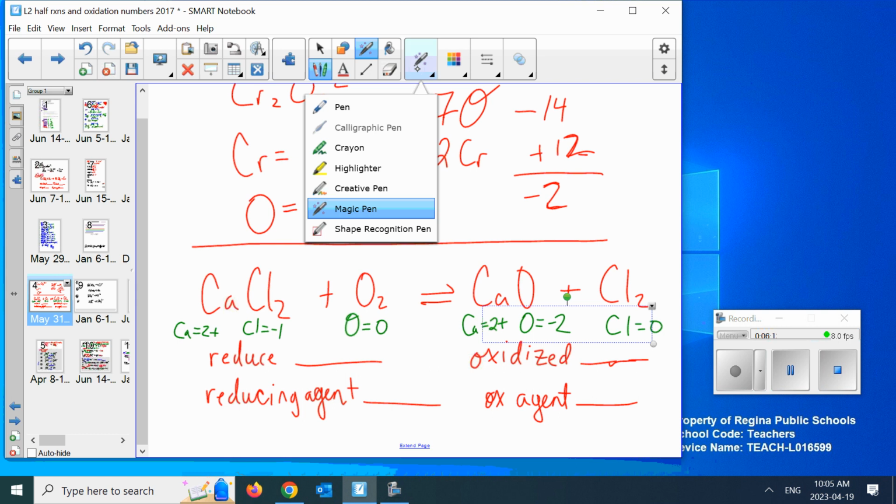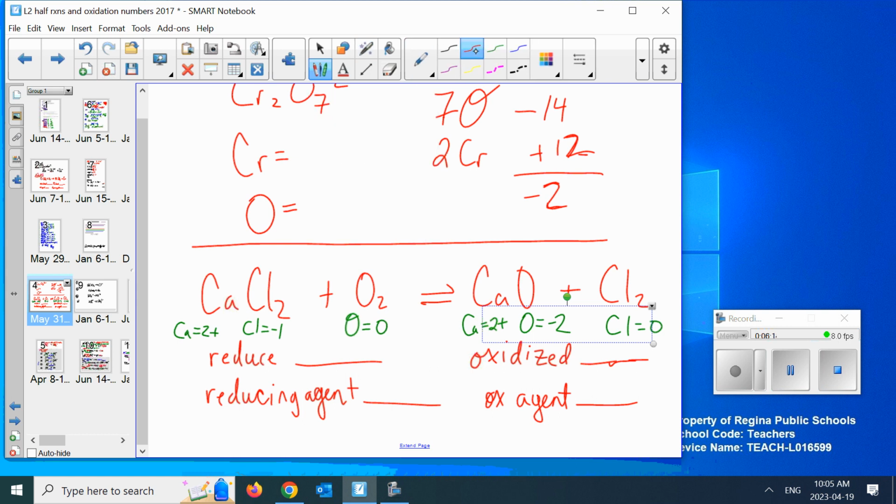Now, I like blue. So, reduction, reduce. When you have the numbers from left to right, which one goes down? This reduces from left to right. Calcium, no change, right? So it's not it.